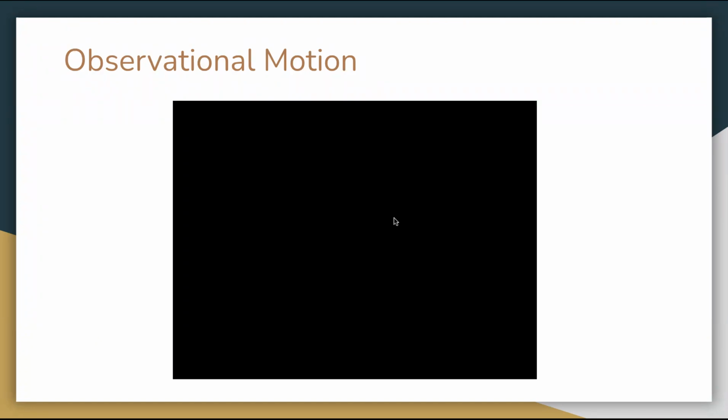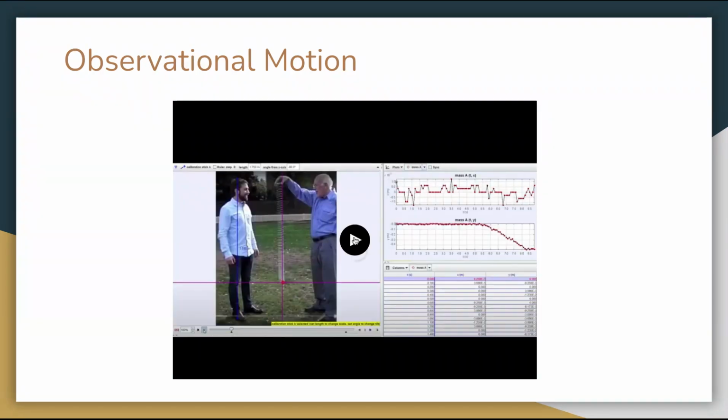So our observational motion was like this. We took the video from YouTube and put it into Tracker and analyzed the motion of the bottom of the spring.